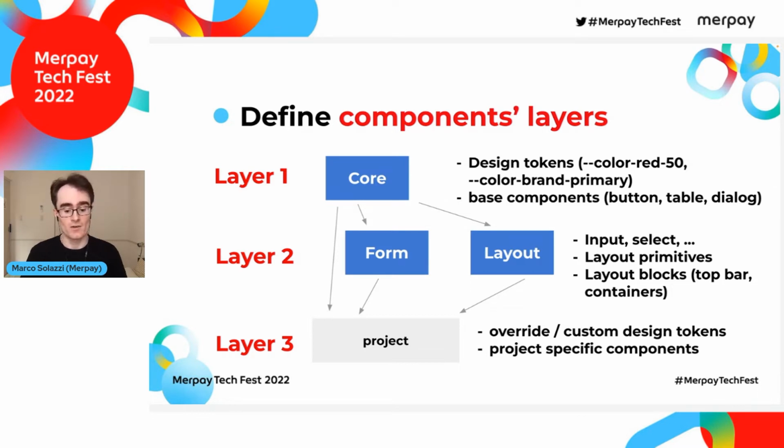Then there's the second layer, which includes more specialized components like form components, inputs, selects, and layout components, like layout primitives for grids, for example, or also layout blocks like top bars, side navigations, containers. The third layer is the layer related to your end user definitions. In this layer, usually developers include their own specific components that are not included in the previous layers. So our component library focuses on the first two layers, defining three distinct packages: the core, the form, and the layout.